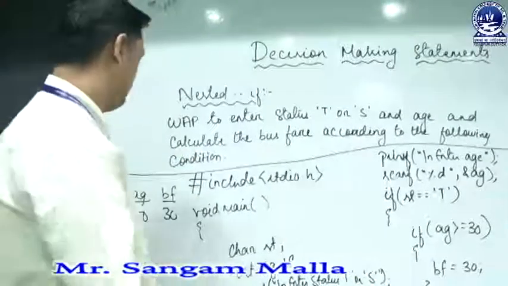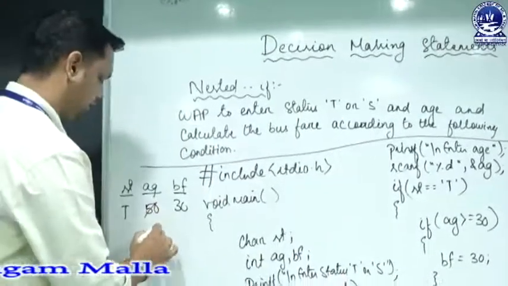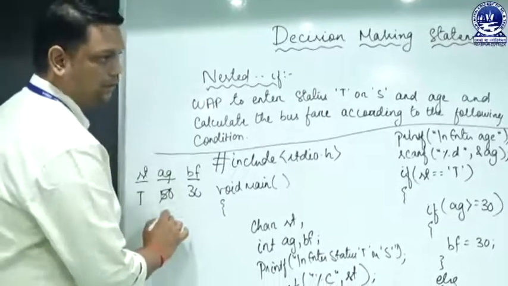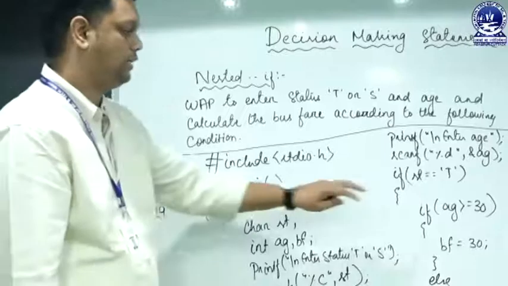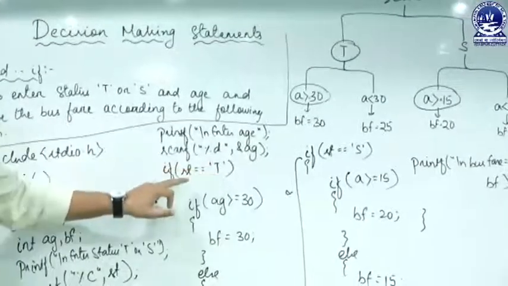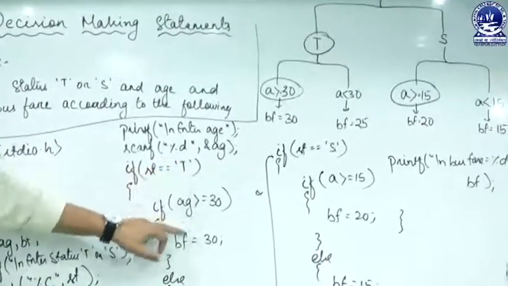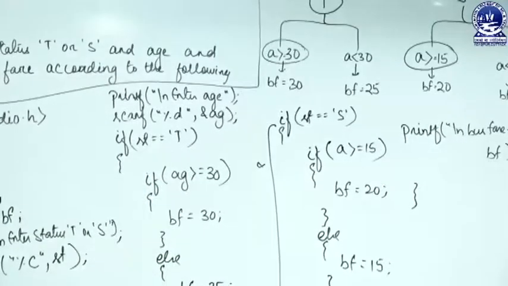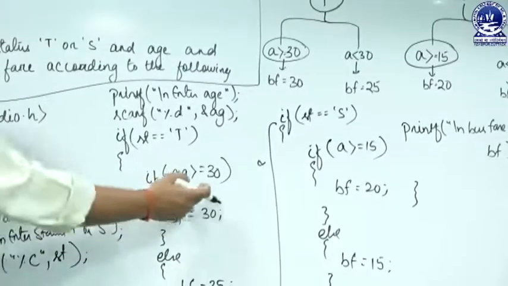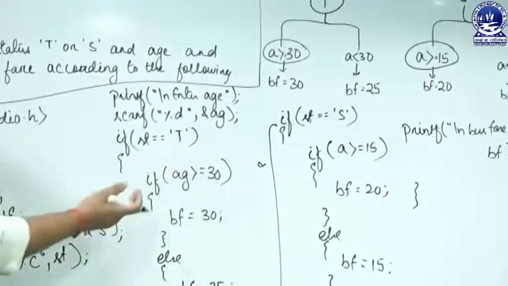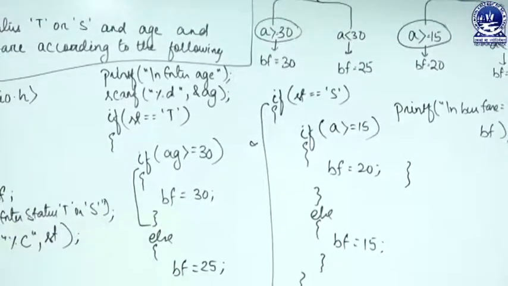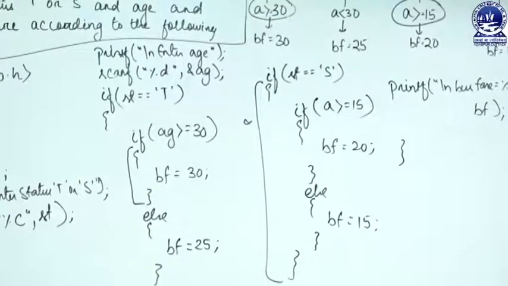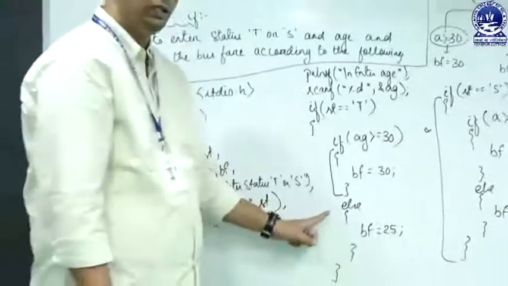Let's take another example. Suppose I enter age as, let's say, 29. It will satisfy the first condition, T is equal to T, yes, true. Now it will come to here and check the condition, 29 is greater than or equal to 30? No, false, it is less than 30. So it will not enter this if block, it will come to the else part and store 25 in BF. So 25 will be stored in the else part.